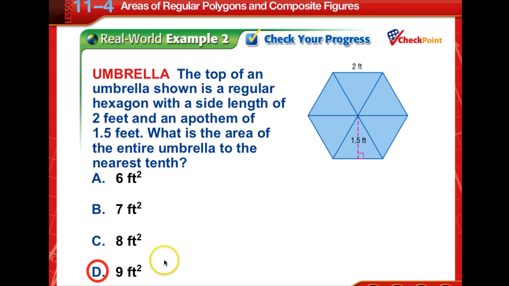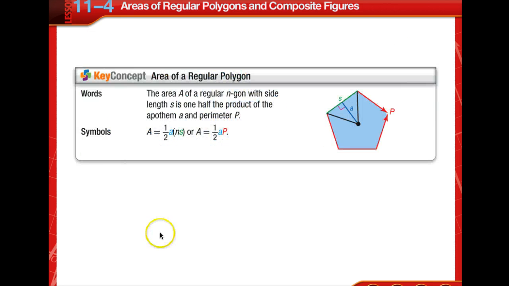The area A of a regular n-gon with side length s is 1/2 the product of the apothem and perimeter. So you can take the apothem, like we did before, times a side and then multiply it by however many sides, or we can take 1/2 the apothem times the perimeter.